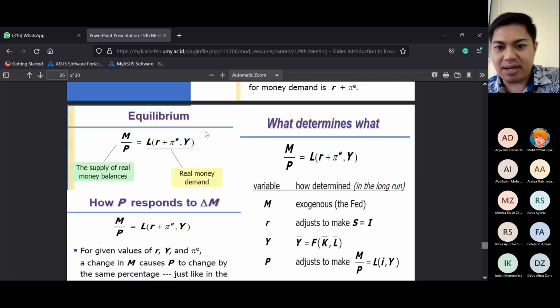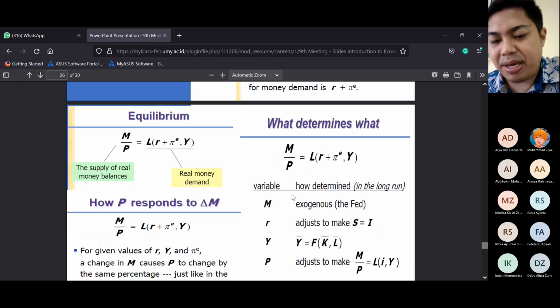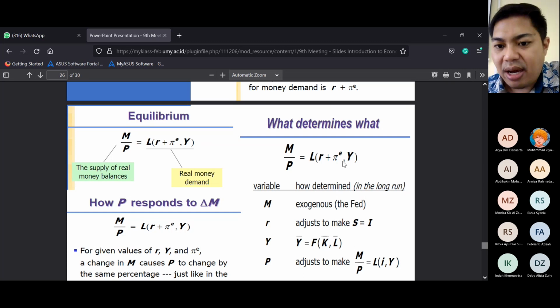So here is the equation: M over P equals L of r plus expected inflation, and Y. It means that if the interest rate increases, the money demand also increases. If expected inflation increases, the money demand will increase. If the income increases, the money demand also increases. So it seems to be a positive relationship, and they have an opposite relationship with the price.